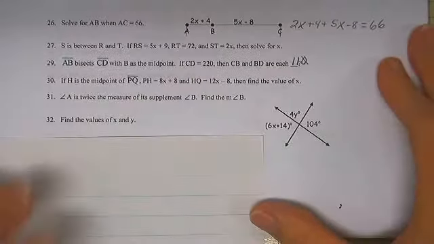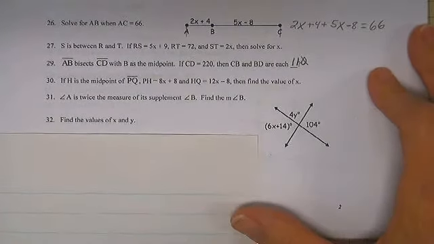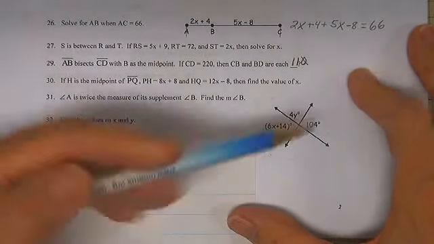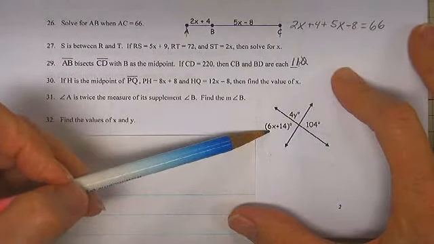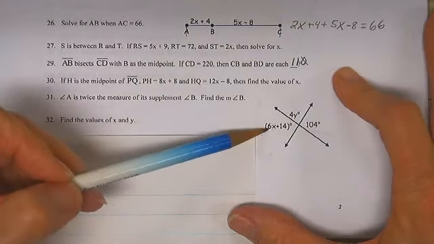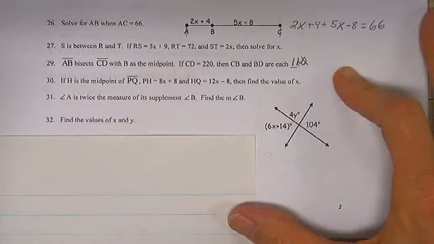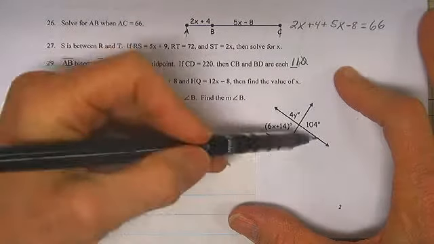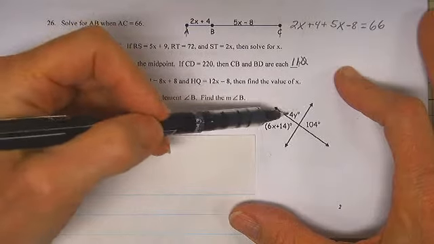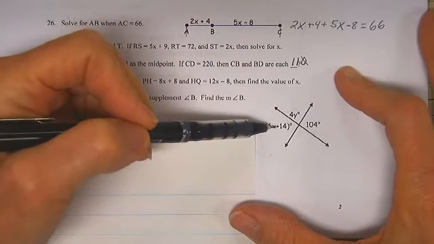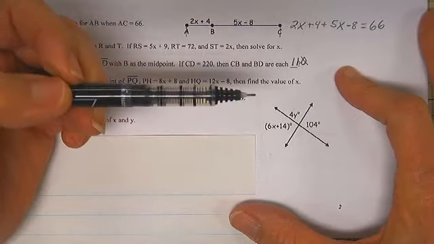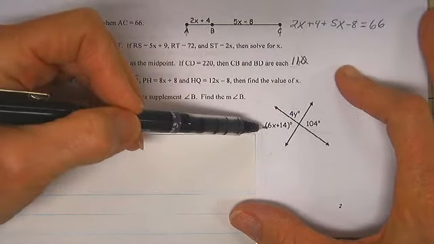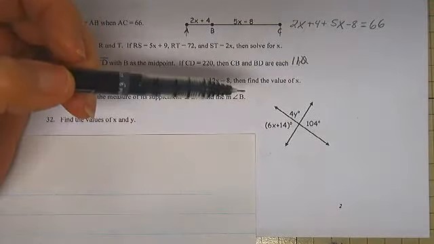Okay, what do we have? Here's the deal. If you have two variables but only one equation, you have to figure out one variable at a time. You'll know that more fully in Algebra 2. What do we know? We have intersecting lines. We know that 4y and 6x plus 14 add to 180 degrees, but we've got a y and we've got an x. That's no help. What else do we know?